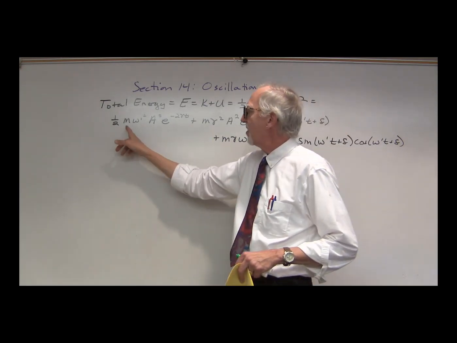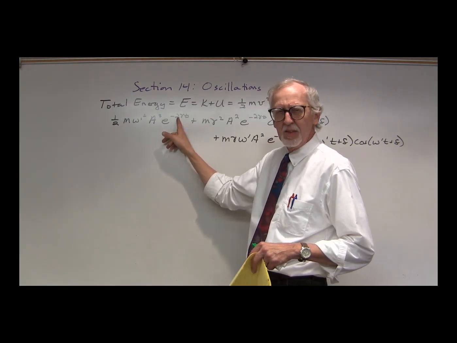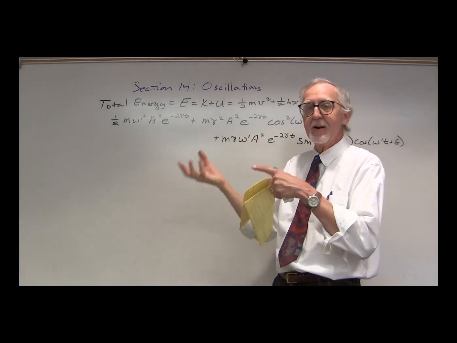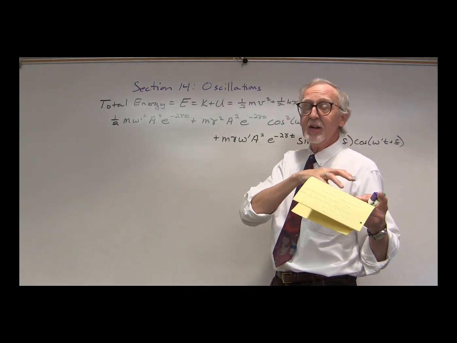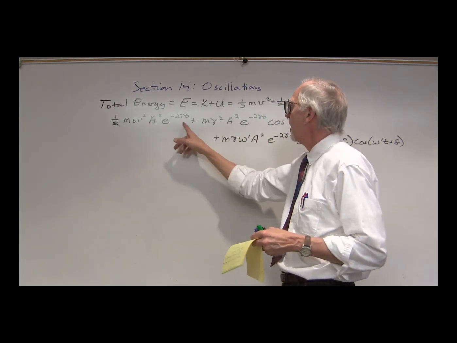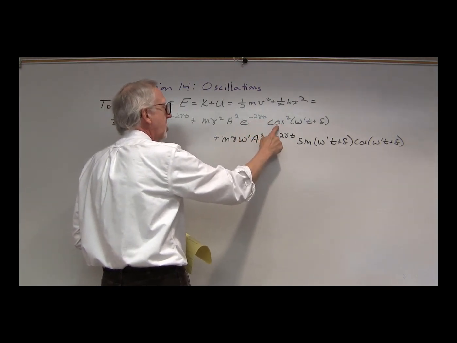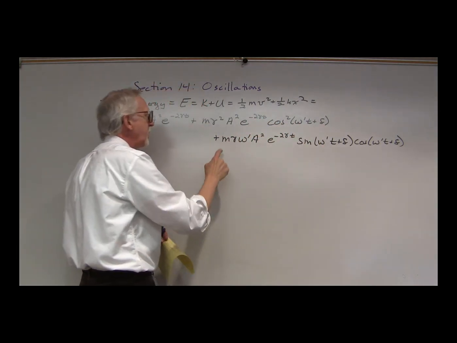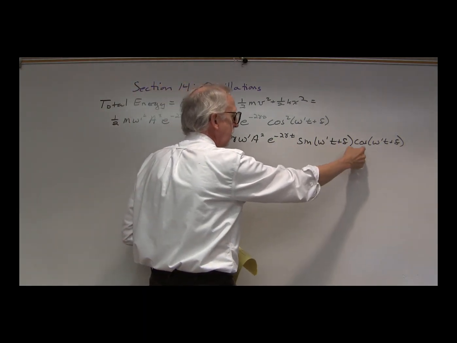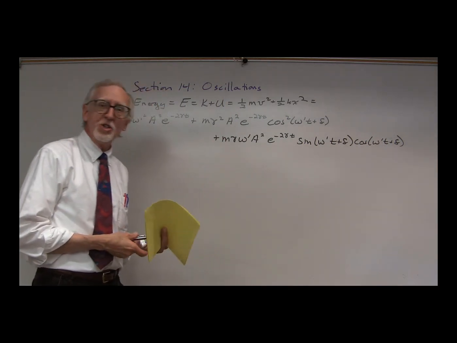We end up with 1/2 m omega prime squared a squared e to the minus 2 gamma t. We get e to the minus 2 gamma t because we are squaring e to the minus gamma t, multiplying by another e to the minus gamma t. So all of them have these e to the minus 2 gamma t terms. Plus m gamma squared a squared e to the minus 2 gamma t cos squared(omega prime t plus delta), plus m gamma omega prime a squared e to the minus 2 gamma t sine times cosine, and so on. Okay, good. That's the energy. It's very complicated.